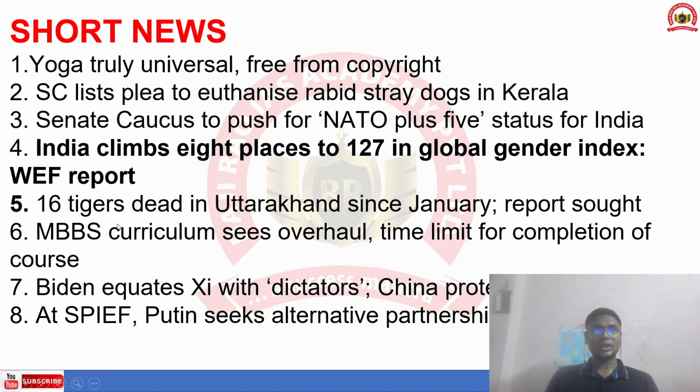This is environment related news, guys. 16 tigers dead in Uttarakhand since January. So the Environment Ministry has sought the report from the state government. Till now, we don't know the reason why the tigers are dying in Uttarakhand, guys. Uttarakhand is a very important state where we first started our National Tiger Conservation Reserve.